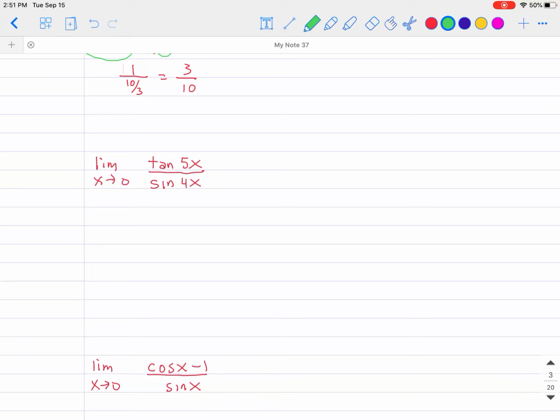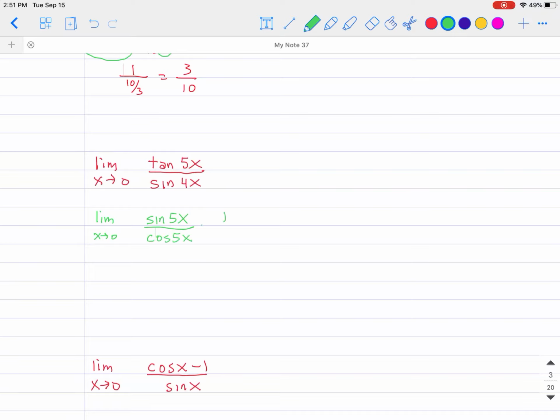Now, let's take a look at the second problem. Same idea. Let's say this time we have limit as x approaches 0 of tangent of 5x divided by sine of 4x. When I look at this problem, again, I want to change everything to sine and cosine, so that way we can see how to actually match things up. So first, let me go ahead and rewrite this. Limit as x approaches 0.